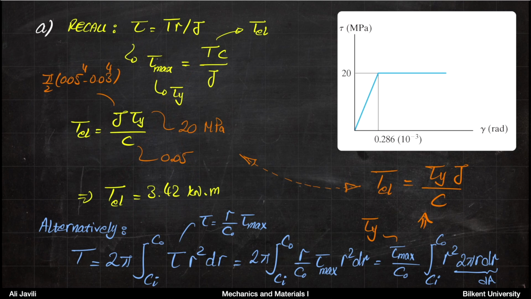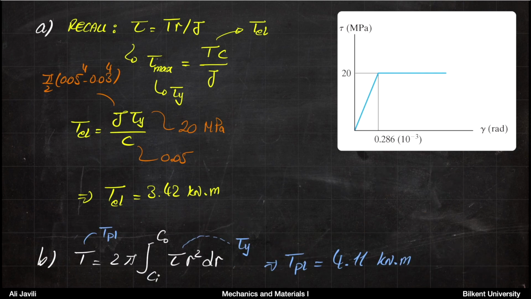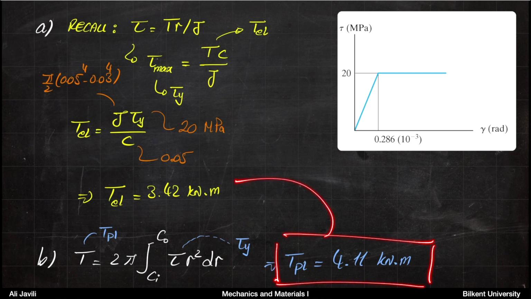So our previous approach is valid for part A only because it's elastic. But for part B, we have to use this sort of alternative view. So for part B, I start exactly with the same generic formula, except that now, because we want the maximum plastic torque, we just replace tau, the torque, by the yield stress. If you do that, you calculate the maximum plastic torque, 4.11 kilonewton meter. That's obviously more than the maximum elastic torque.